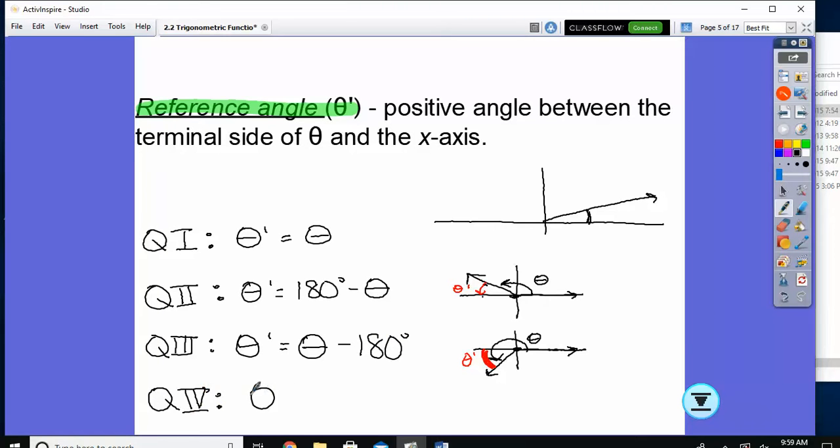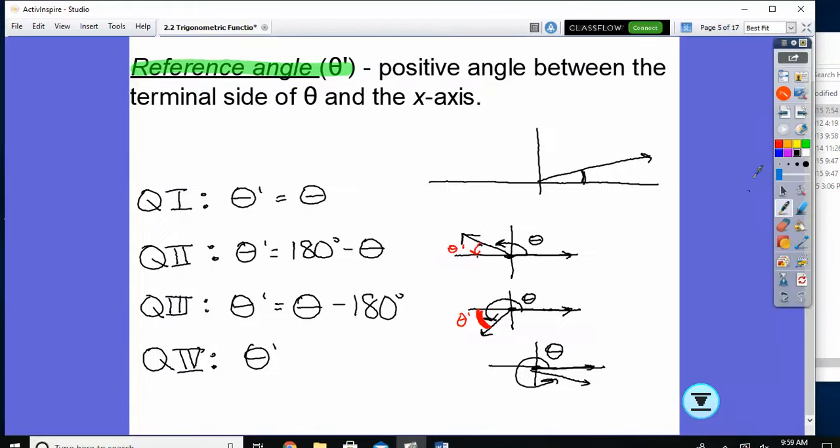In the fourth quadrant, so if this were my angle, my reference angle is just this piece here between that and the x-axis. All the way around is how many degrees? 360. So you would just have to do 360 minus your angle to get that.